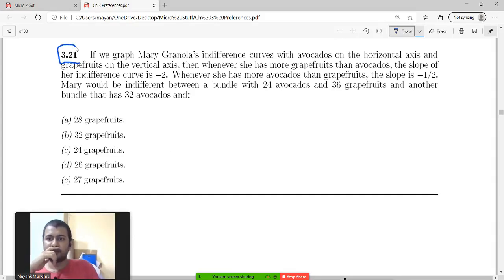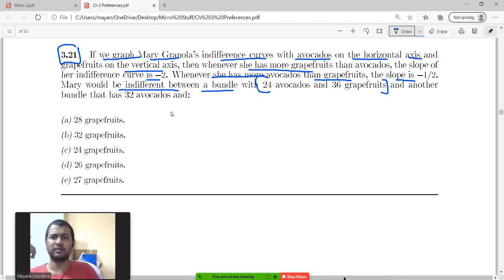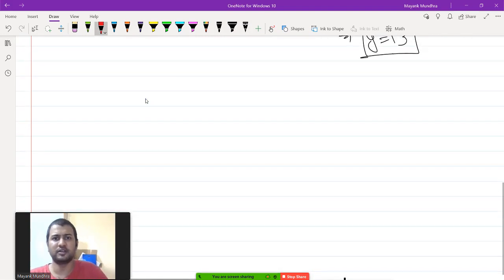Okay, in 3.21, if we graph Mary Granola's indifference curves with avocados on the horizontal axis and grapefruit on the vertical, she has more grapefruit, slope is -2, more avocados, slope is -1/2. What would be the bundle indifferent to one with 24 avocados and 36 grapefruit, and another bundle that has 32 avocados? So I think this will be very similar. Let's try to do this very fast.